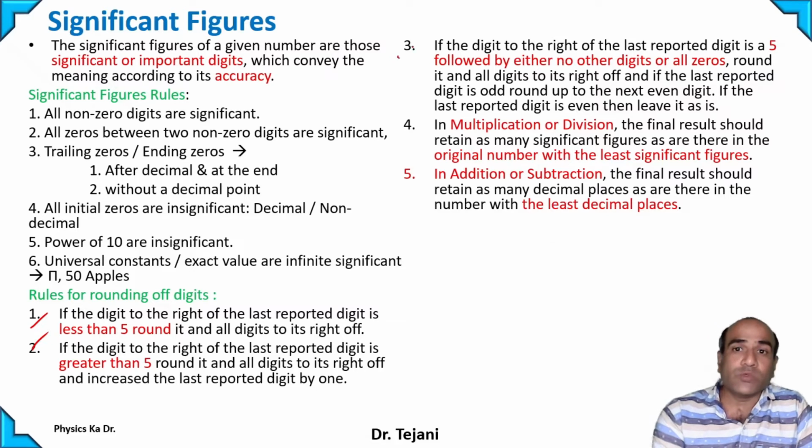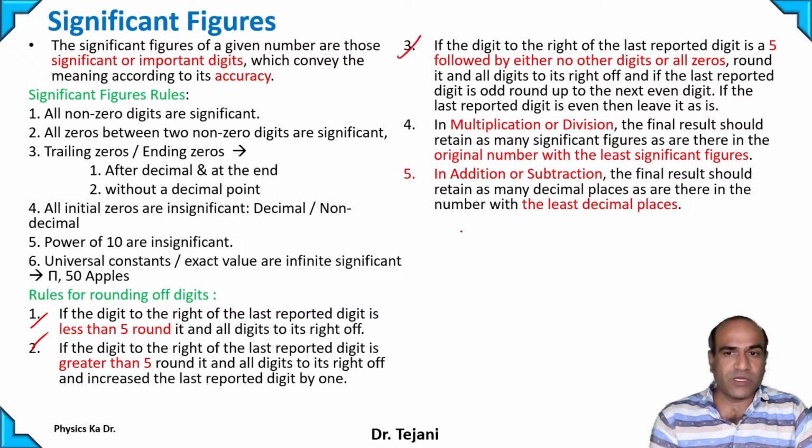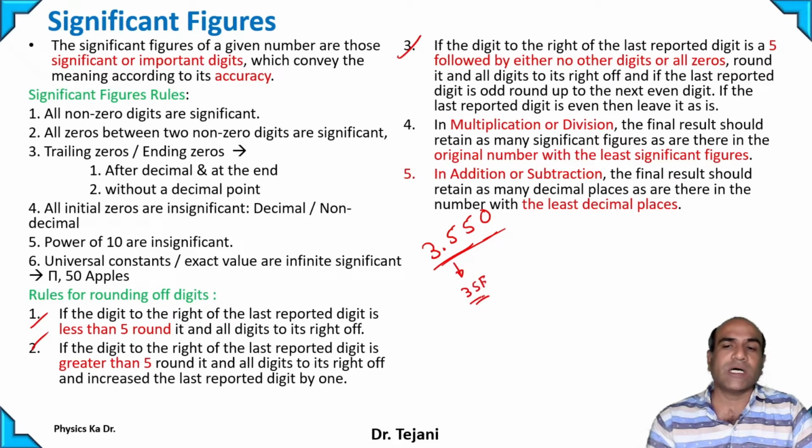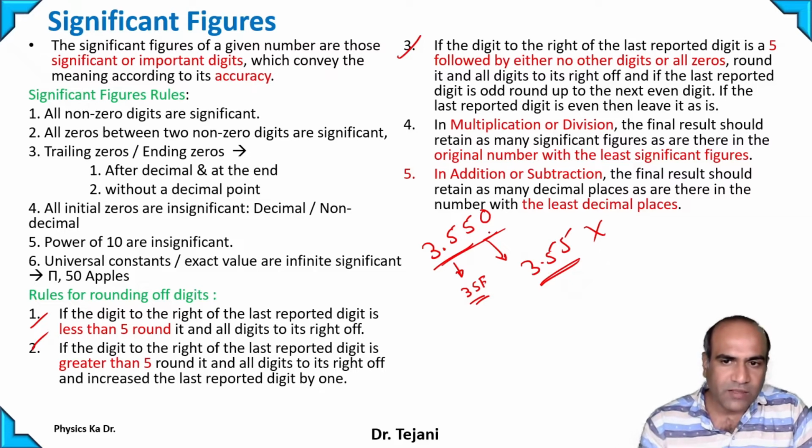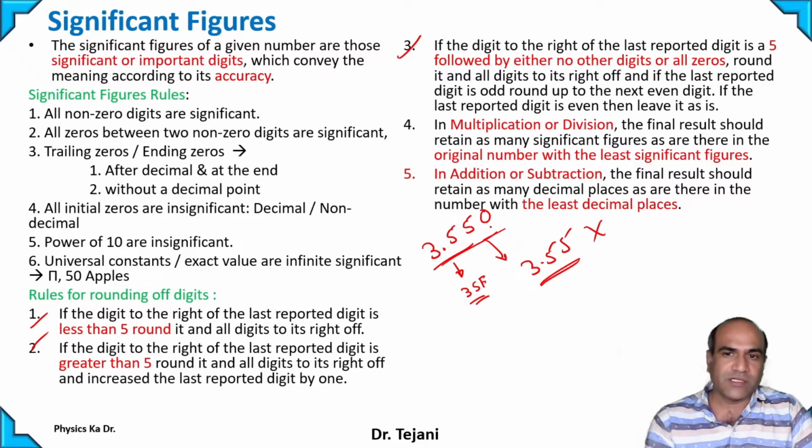Now let's talk about something new. Say for example 3.550. We need to convert this into how many significant digits? 3 significant digits. So how? You can say directly that it should be 3.55. The answer may be correct, but the method is wrong, because first we need to check the last digit, this is 0, right?